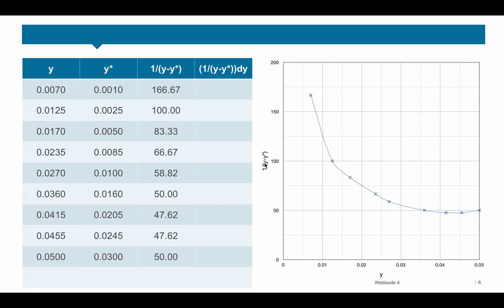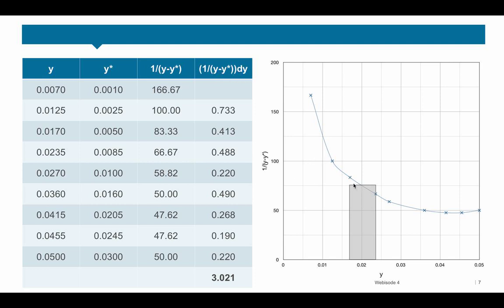This is a graph of 1 over y minus y star, this column here, as a function of y. These are the values of y. And what we want to do is calculate the area under this curve from this point here up to this point here. The way that we do that is we construct a bunch of rectangles or trapezoids between different points. I'll use this one here to illustrate. This value here is the product of 1 over y minus y star multiplied by dy.